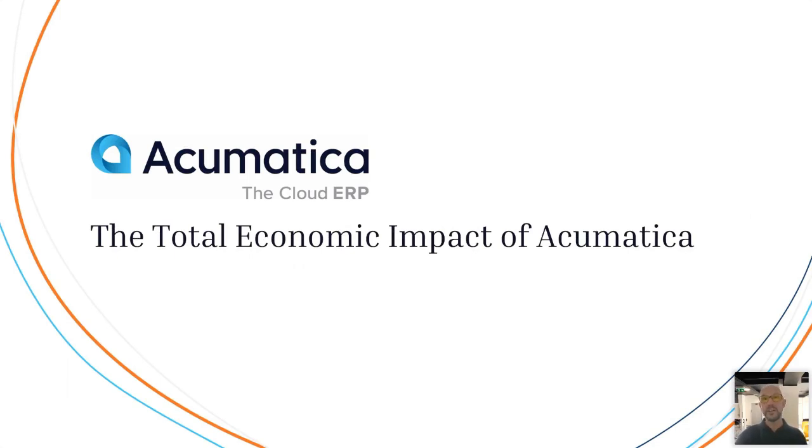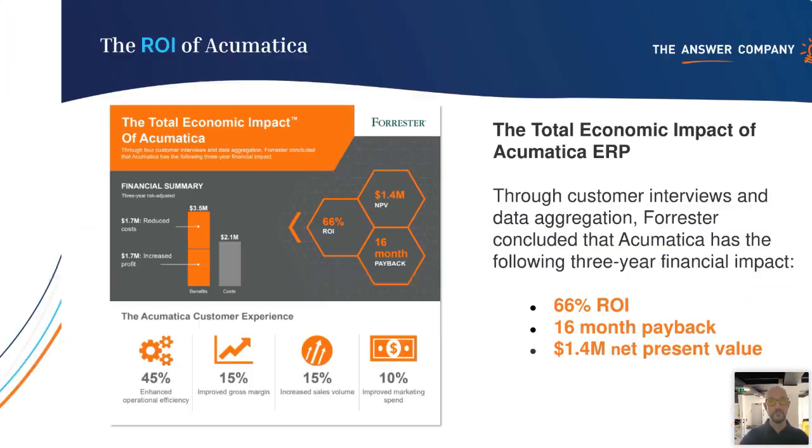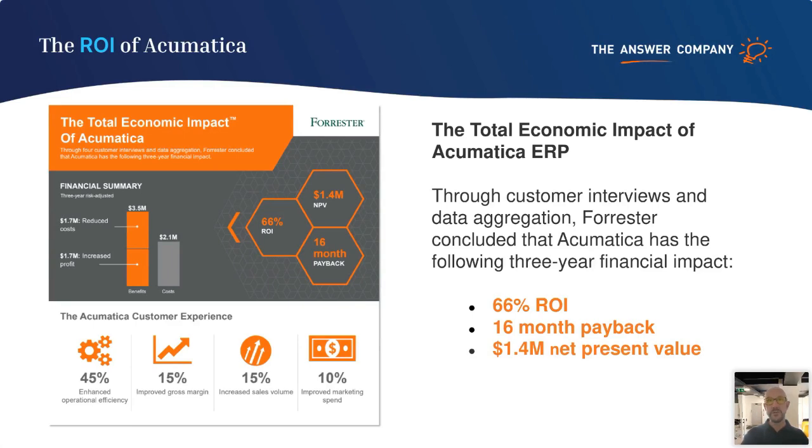Now, let's take a look at the Forrester Total Economic Impact of Acumatica report. Forrester interviewed Acumatica customers and used its Total Economic Impact framework to evaluate the costs, benefits, and risks associated with Acumatica. The goal was to provide a transparent and actionable financial model for organizations considering an ERP transformation.